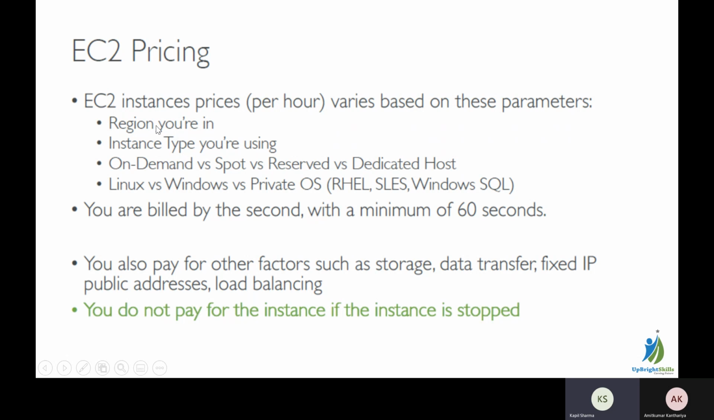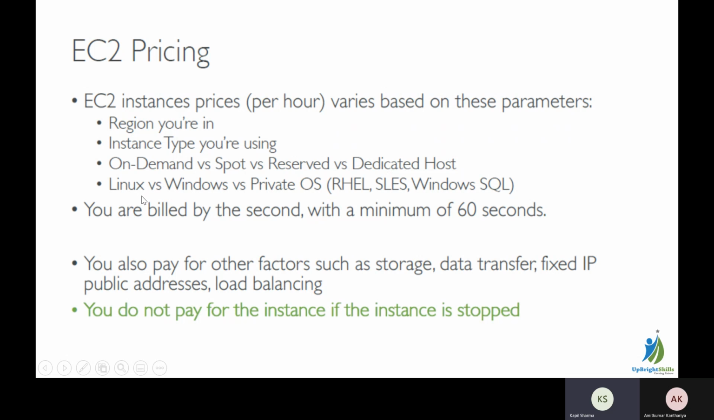EC2 instance prices are per hour and vary based on these parameters. The region you are in, so for example, if you are deploying the instances in India, the pricing will be different. If you are deploying in the US, the pricing will be different. The instance type you are using, for example, on demand versus spot versus reserved versus dedicated host. Prices are different for all these types.